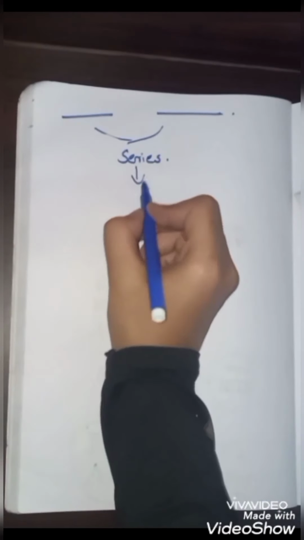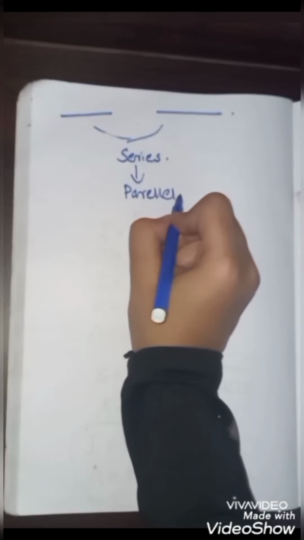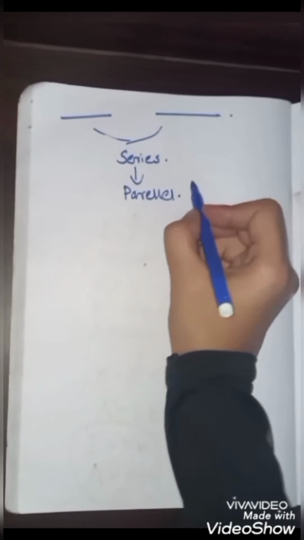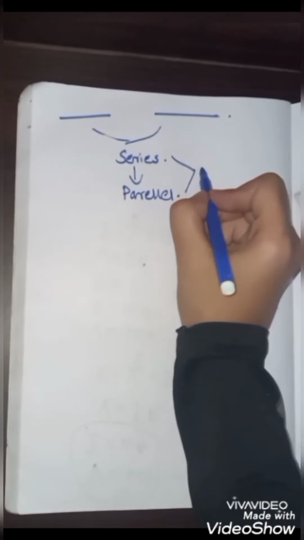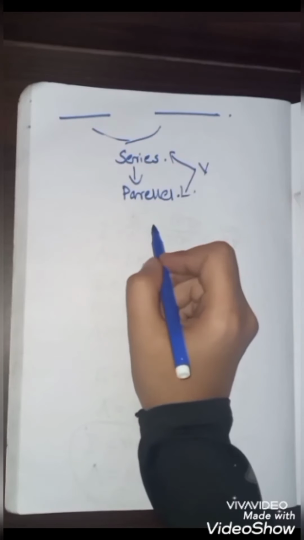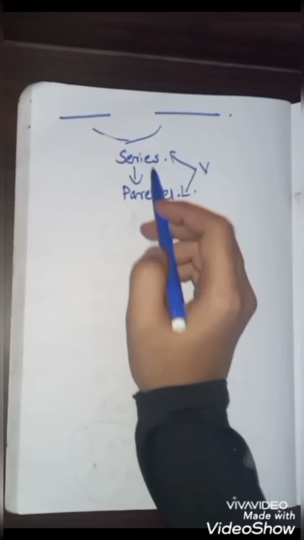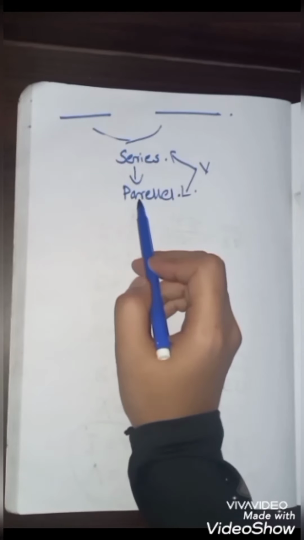Then they are connected in parallel in a circuit across the same potential difference. Here the potential difference is the same in the two cases. What will be the ratio of heat produced in series and parallel combination?